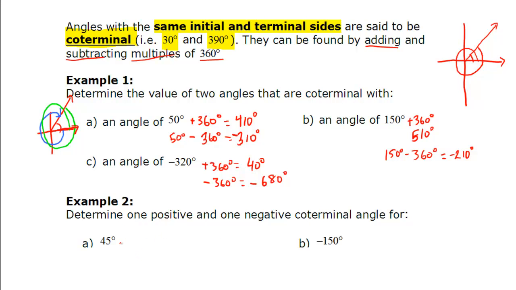So the last one then, determine one positive and one negative coterminal angle for each. So we're going to do the same thing, plus 360 minus 360. And that gives us 405 and negative 315. So those angles are all coterminal. And negative 150, well, same thing. Add 360, subtract 360, and we get 210. And negative 510. And so those angles are all coterminal.